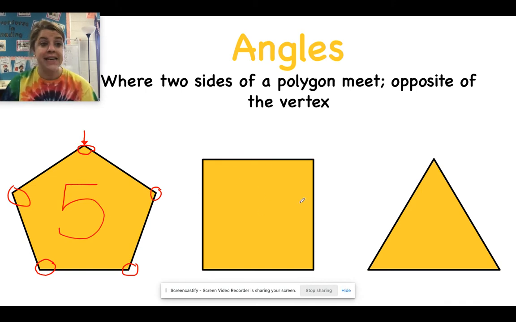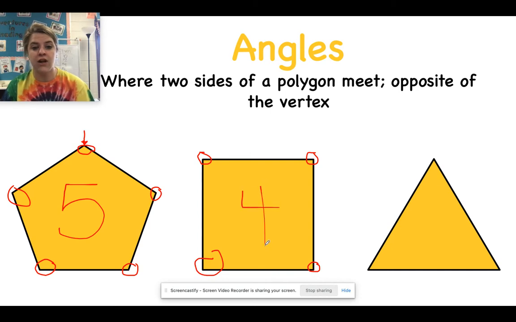All right, let's look at this one. What is this called? It is a square. Okay, let's see how many angles this square has. 1, 2, 3, 4. It has 4 angles. So when a square has 4 angles, 4 vertices, 4 sides, what is that special name that we called a polygon with 4 sides, 4 angles, and 4 vertices? It starts with a Q. Quadrilateral. It's one of those that's hard to say, all right?